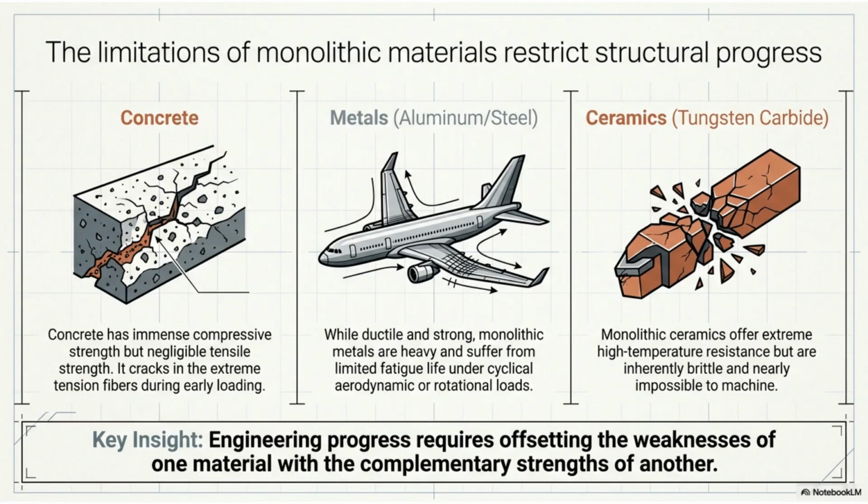Concrete has high compressive strength but poor tensile strength. Metals are heavy and suffer from fatigue. Ceramics are heat-resistant but brittle and difficult to machine. Engineering progress requires offsetting the weaknesses of one material with the complementary strengths of another.